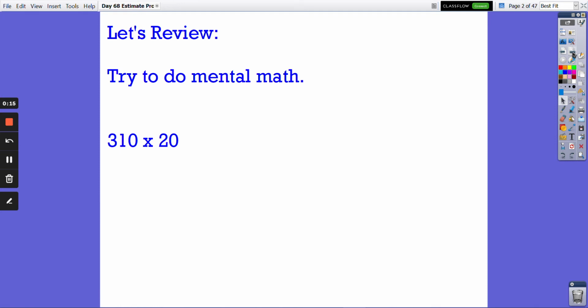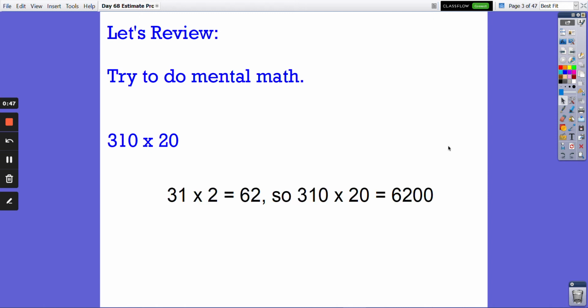Okay, let's try to do some mental math, a little bit of review from our last lesson. Here I see 31 times 2. Well, I know anytime I do multiplying by 2, I'm going to double it, right? So go ahead and double 31 in your mind. Okay, and then I see a 0 behind the 31, and I see a 0 behind the 2 for the 20. So what do you get as your product of 310 times 20? Okay, you should get 6,200. We get 62, that doubling of 31, and then the 2 zeros behind it.